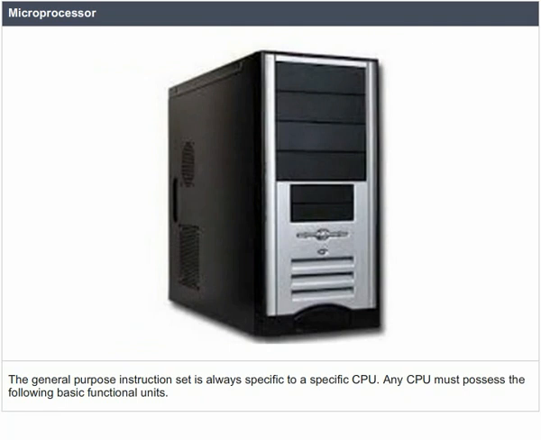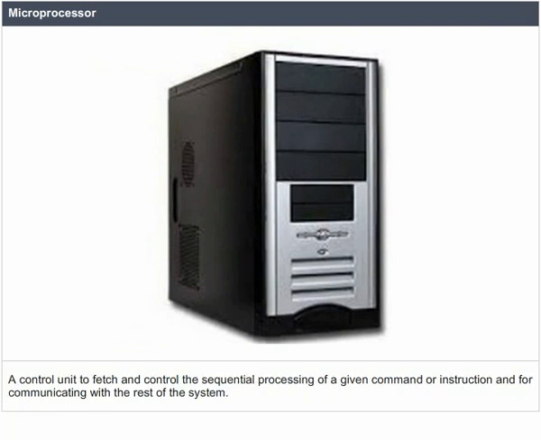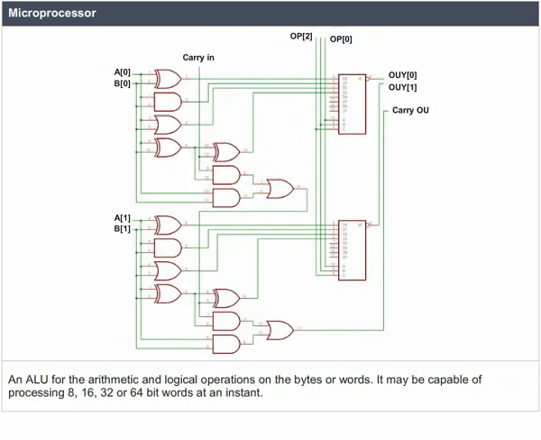Any CPU must possess the following basic functional units: a control unit to fetch and control the sequential processing of a given command or instruction and for communicating with the rest of the system; an ALU for the arithmetic and logical operations on the bytes or words. It may be capable of processing 8, 16, 32 or 64-bit words at an instant.